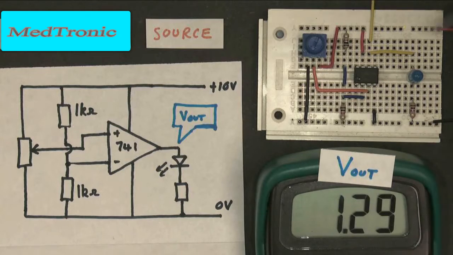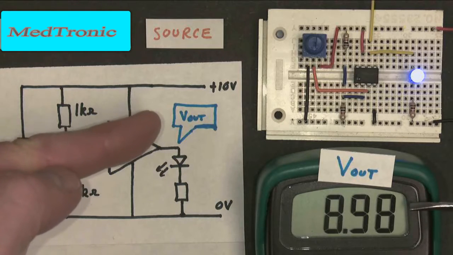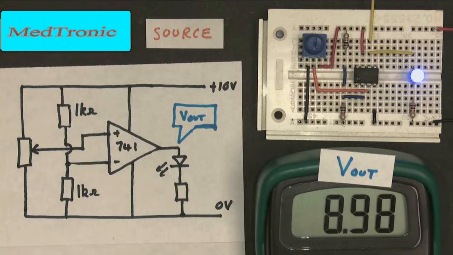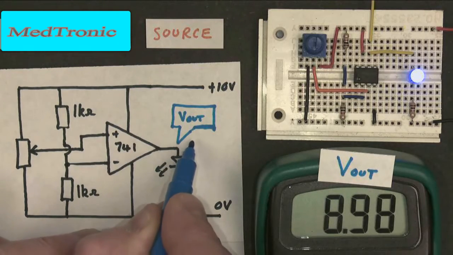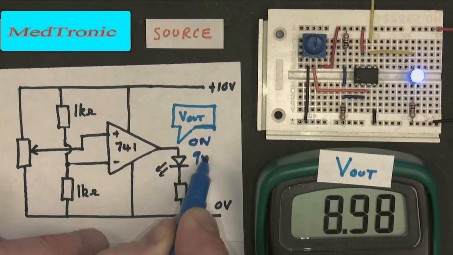If I want to turn the LED on, I adjust my comparator circuit and the LED comes on. The reason it comes on is because the output voltage has gone up. It's gone up to almost 9 volts, so my Vout is now 9 volts. And the thing I'm really interested in is what's happening to the current. So when the LED is on, this is 9 volts.